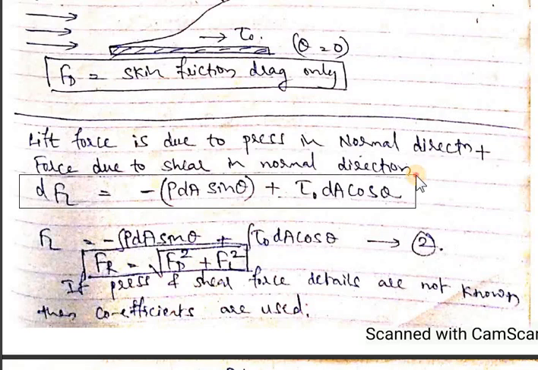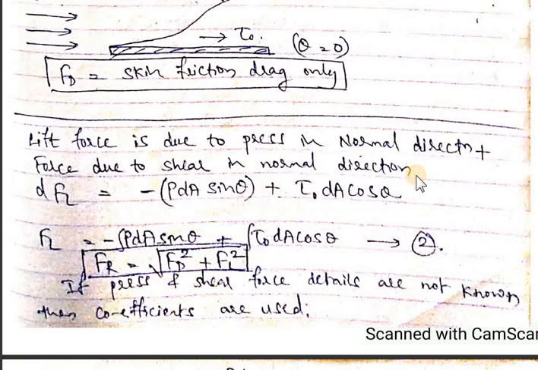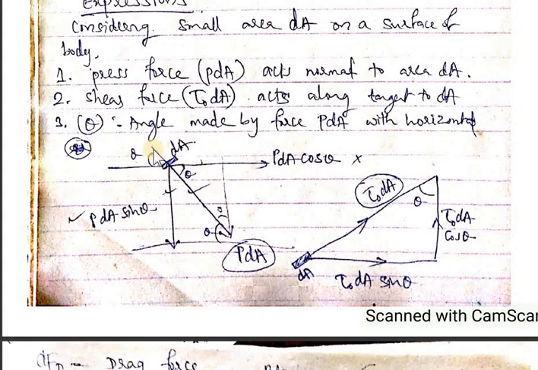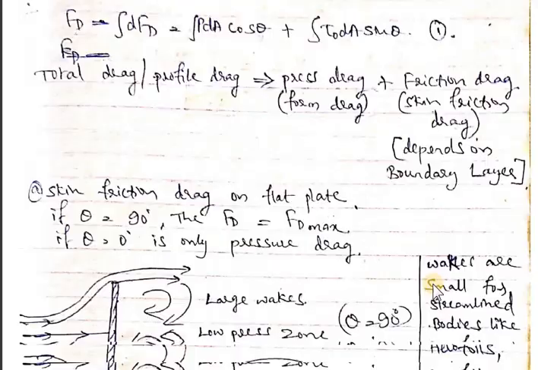Now the lift force, as in the resolution of forces, we have shown FL in the vertical direction. In the vertical direction, whichever forces are there, we are going to add them. Before adding, we have to observe the P dA sin theta in the vertical direction. It is in the downward direction, and the shear force is acting in the vertical upward direction, tau naught dA cos theta. So it should be a difference of both the forces. That is written here.